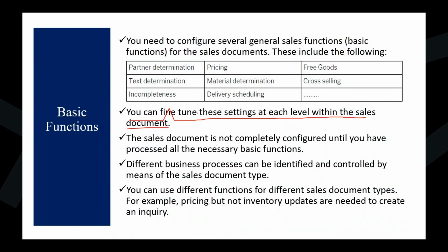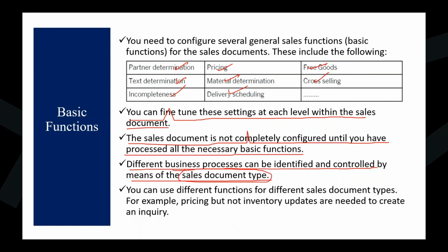Okay, the sales document is not completely configured until you have processed all these necessary basic functions. So you have to configure all these basic functions as per your requirement, and then you have to assign them to these three levels, three criteria basically. Different business processes can be identified and controlled by means of a sales document type. So basically, with the sales document type, you will control all your business processes.